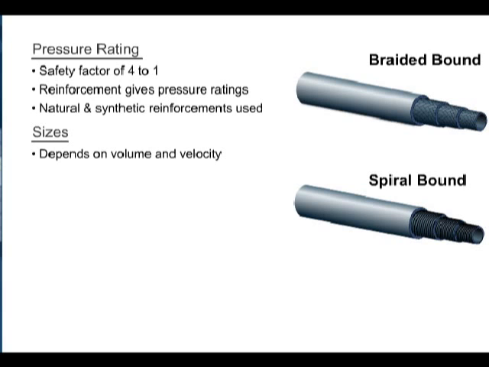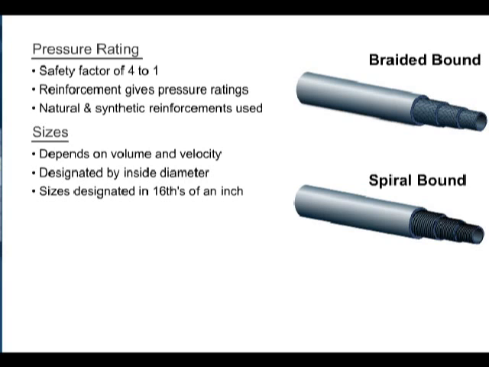Unlike pipe and tubing, hose sizes are designated by ID or inside diameter. Sizes are designated in 1/16 of an inch by using a dash and a number, equivalent to the numerator of the fraction. Example is -8 or 8/16 or half-inch ID.